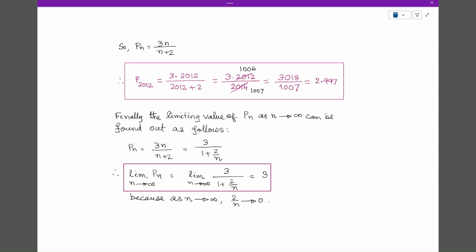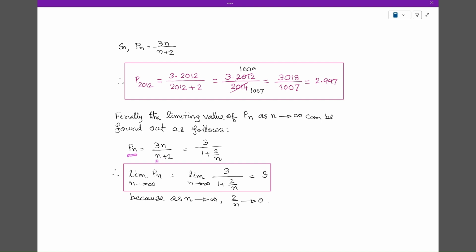We are asked to find out P2012, that is n is equal to 2012. So by using this formula, P2012 is equal to 3 multiplied by 2012 divided by 2012 plus 2. And by cancelling out terms, that is 3 multiplied by 2012 divided by 2014, we can cancel out 2 from the numerator and denominator to get 3018 by 1007, which is approximately 2.997. So value of P2012 is 2.997.